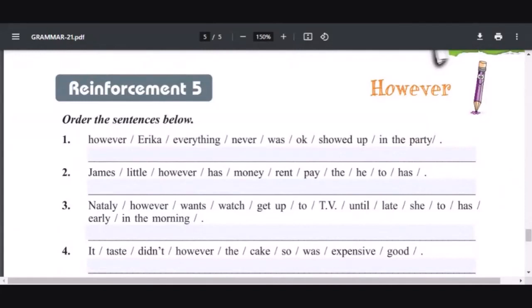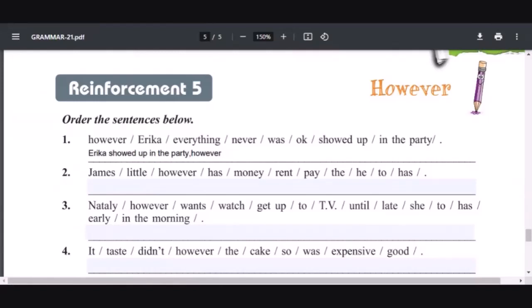So it's possible to use after the period or it's possible to use after the comma. What about here? We see Erika show up in the party. Erika show up in the party. However, everything never was okay.